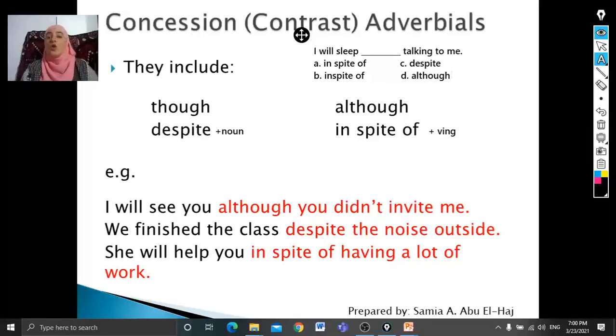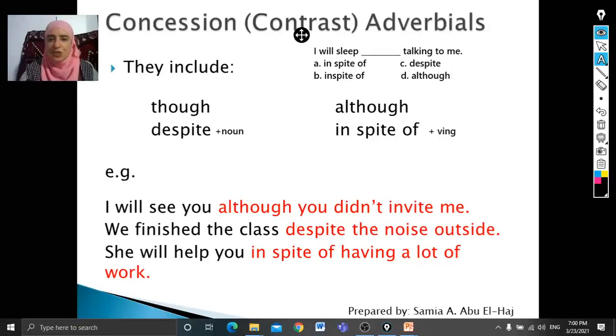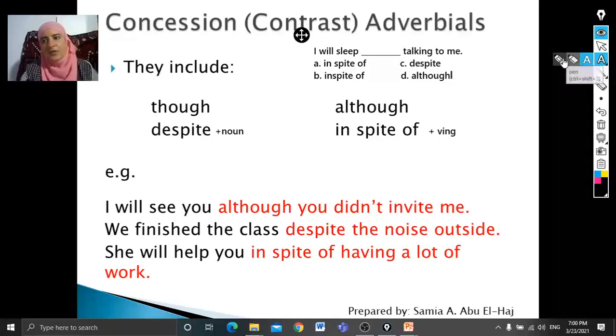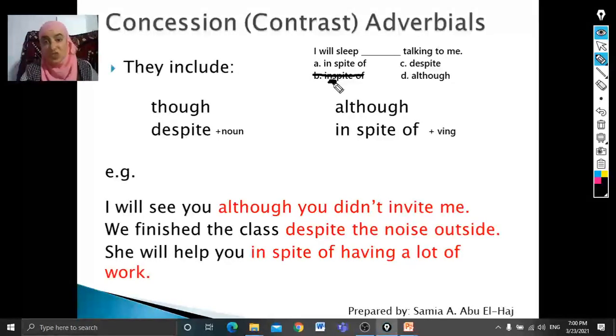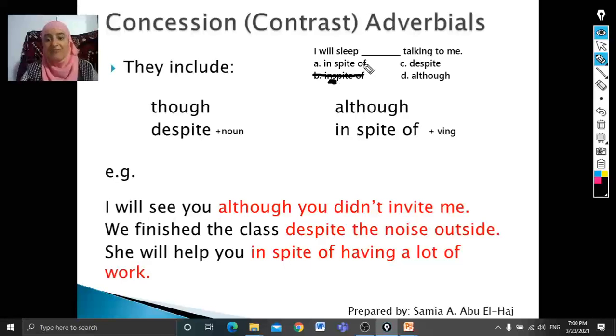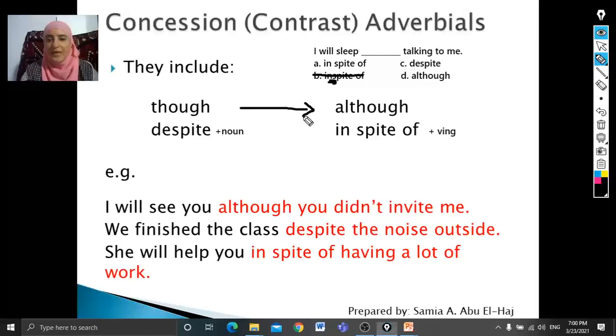Now, all of them are concession or contrast. All of them are the same, right? But one of them is written in a wrong way, which is the second one. This one is written wrong because there is no space here, so it's wrong. I can't use it. Now I have 3 correct ones. Which one should I use here? It depends on grammar. Now, though and although, both of them, we should have a subject and a verb after them.